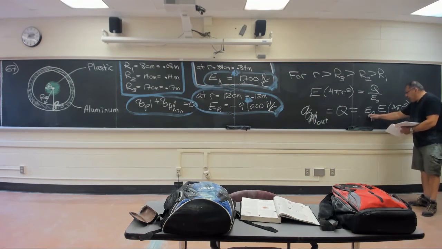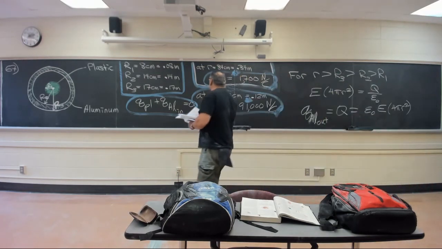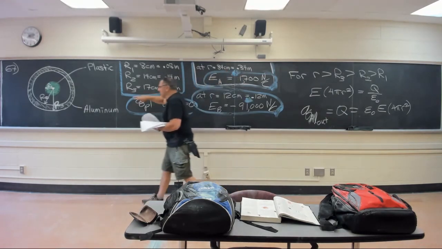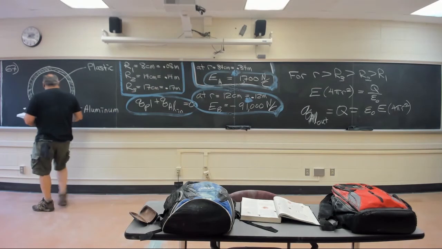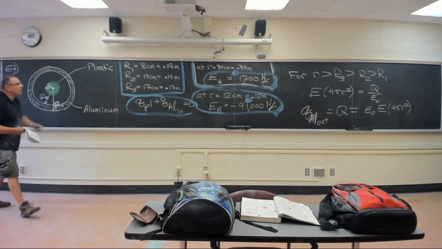We know what epsilon naught is. They told us what E was at a long distance. What's the long? That's a pretty long distance. 34 centimeters is bigger than 17 centimeters, bigger than 14 centimeters, bigger than, I think that was, I can't remember. Oh, yeah, I'm looking right at it.